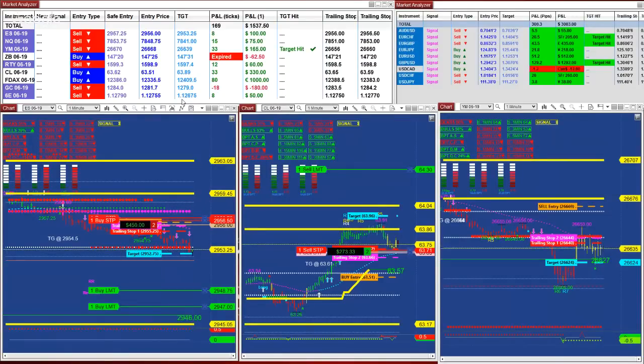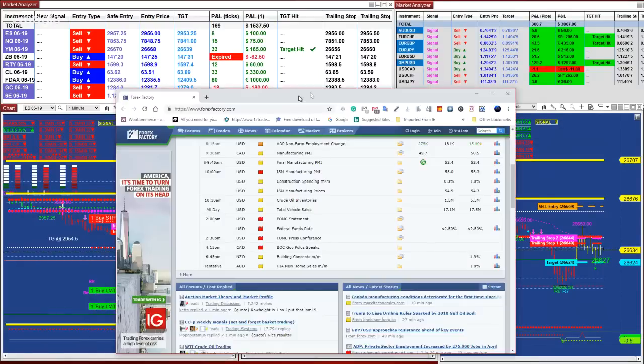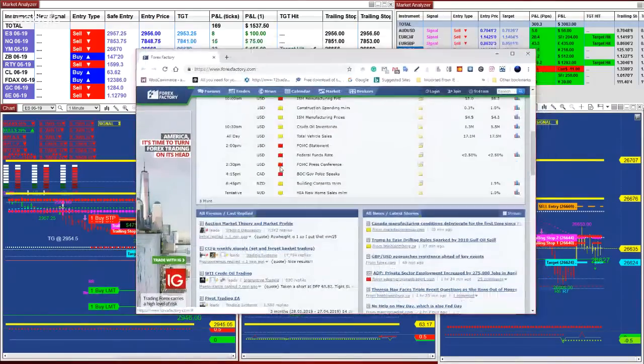Today we have crude oil, and we have the FOMC at 2 o'clock. So it will not be a very nice picture today. When you have the FOMC, the market stays sideways most of the day.